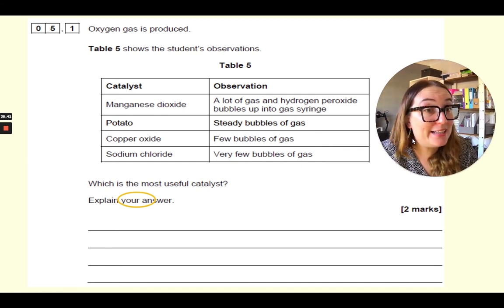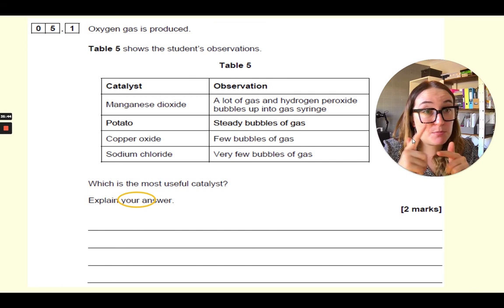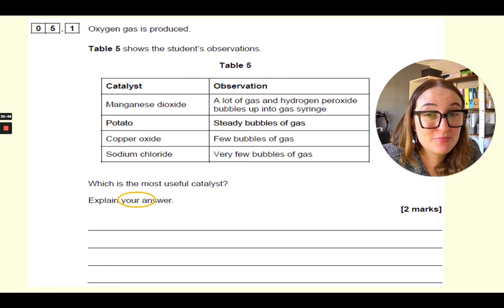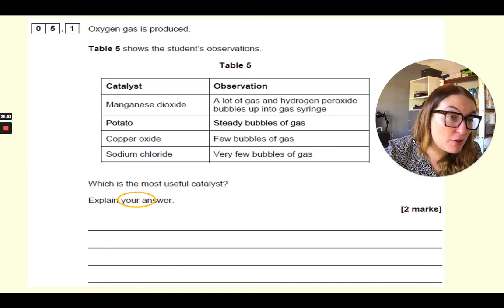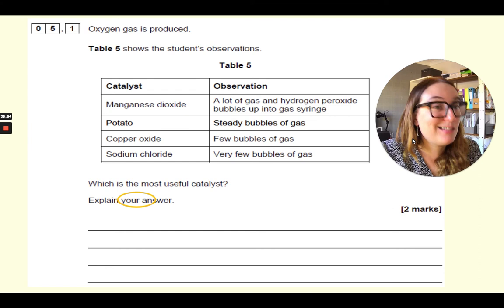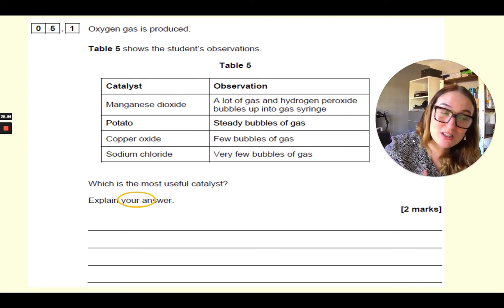Potato is a good catalyst. You can see that by the steady bubbles of gas being produced. So I am producing a product at a steady rate. Copper oxide, yeah, it works, but very few bubbles of gas are produced. Sodium chloride, even worse. I mean, it may catalyse the reaction a little bit, but not as much as you would want to.